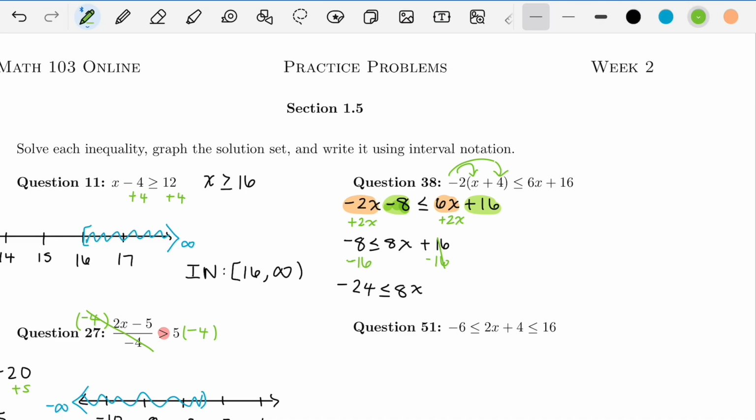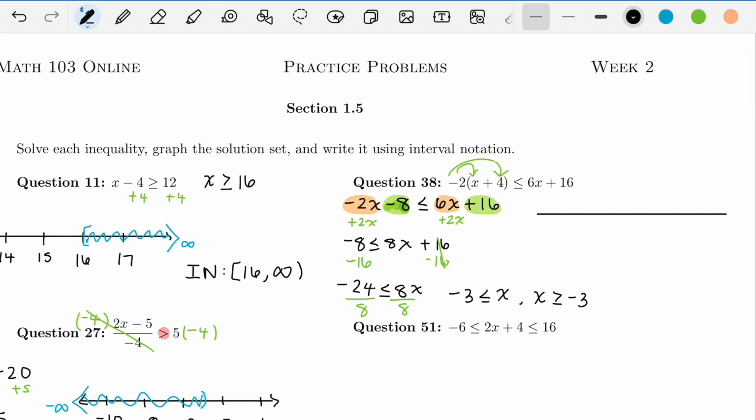Now lastly, we're just going to divide by 8 to get x completely alone. Actually, let's keep this consistent. On the left-hand side, we have negative 24 divided by 8, so that'll be negative 3. And that'll be less than or equal to x. We could also write this as x is greater than or equal to negative 3. Either one is okay. All right, so we're going to want to graph this.